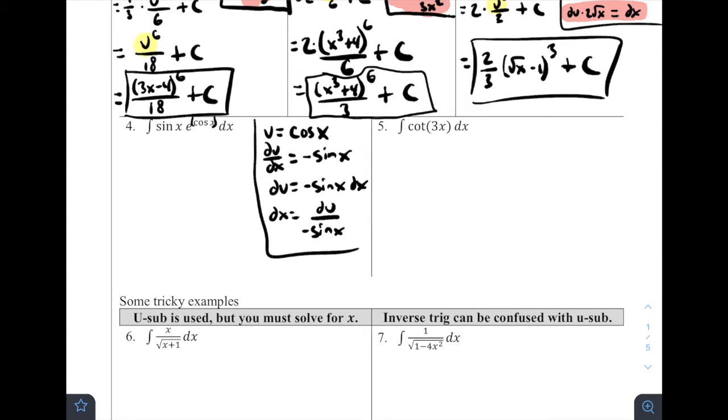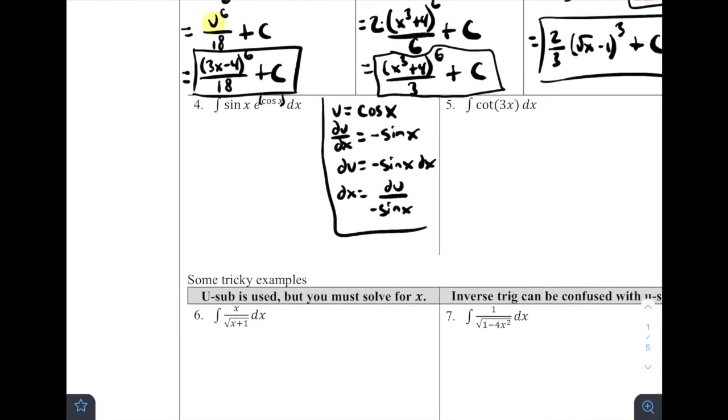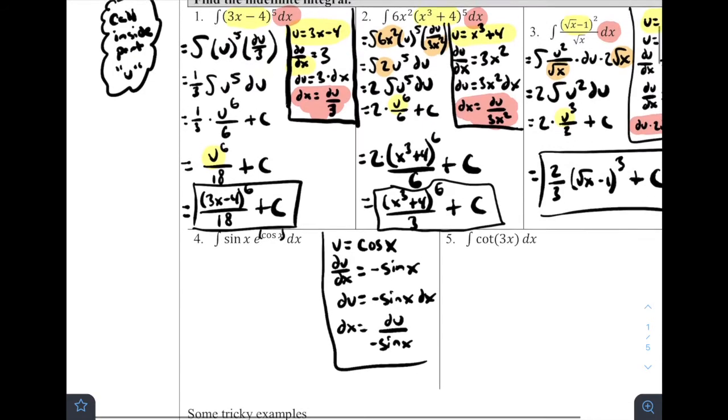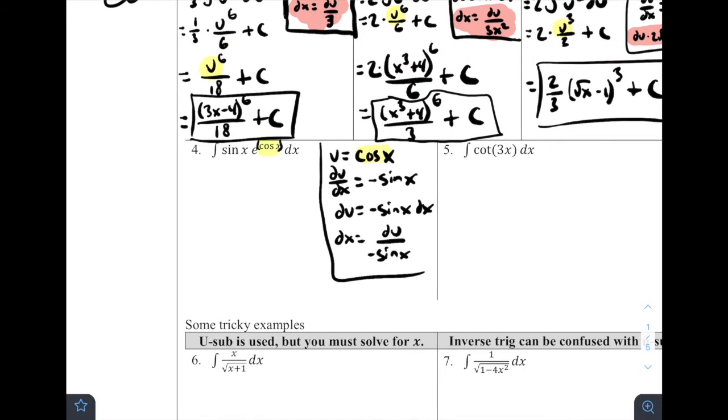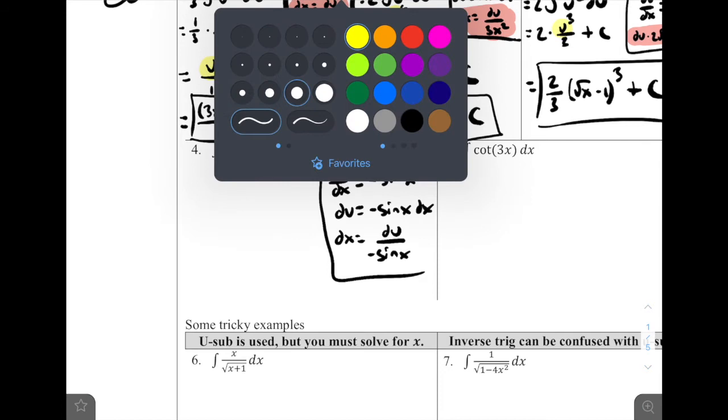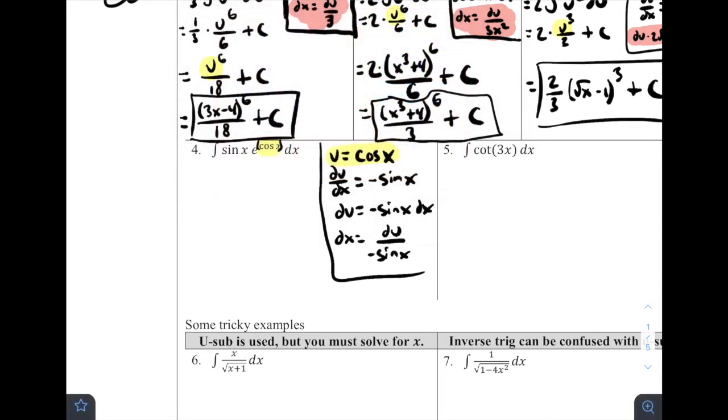So let's get that side work out of the way, and let's get substituting. We can call our u cosine of x, and our dx is du over negative sine of x. We're going to substitute that in there. Everything else is going to stay the same. So here's the integral of sine of x times e raised to the, well, not cosine of x, but e to the u. And then instead of dx, we're going to put du over negative sine of x.